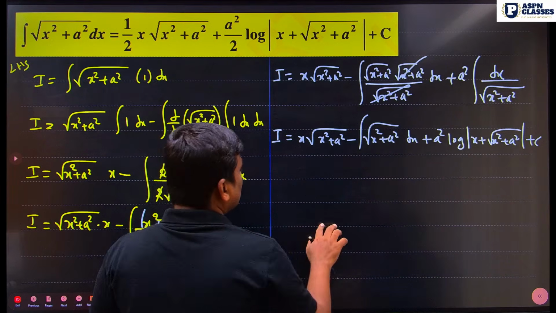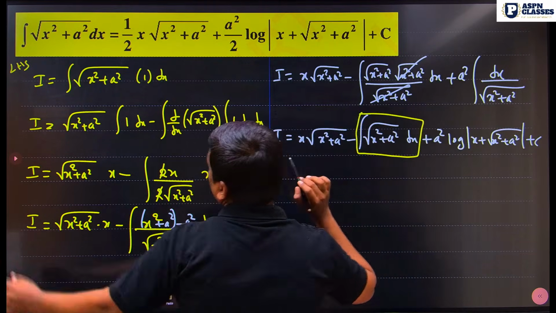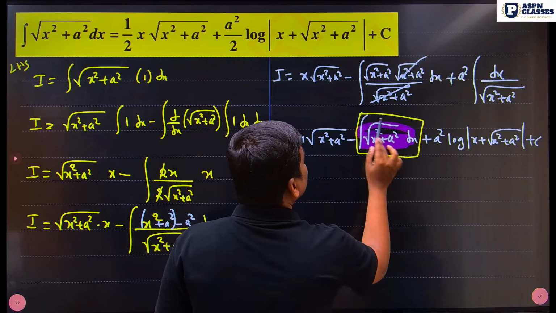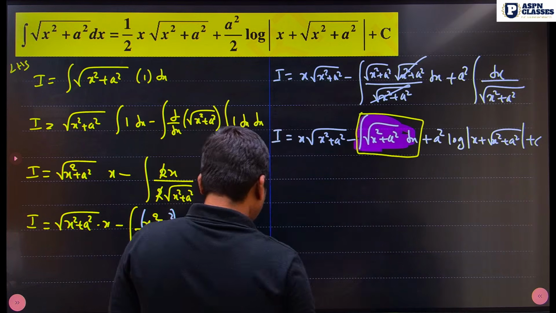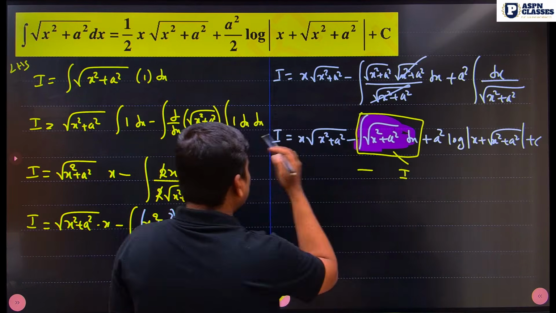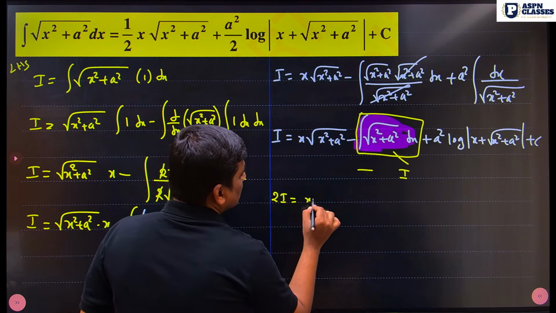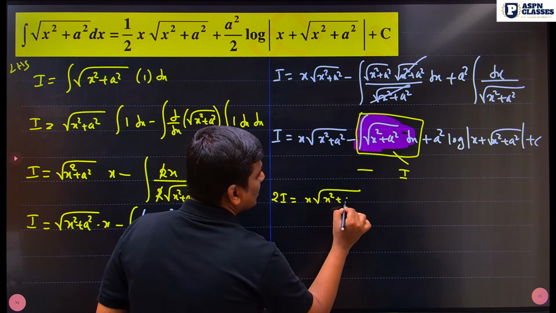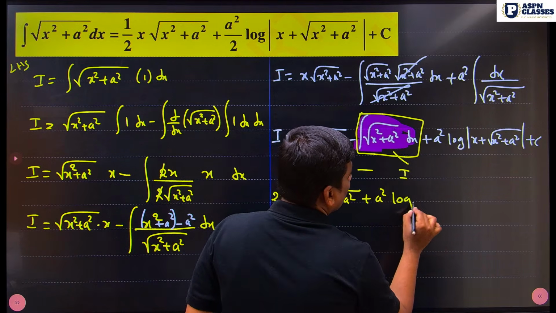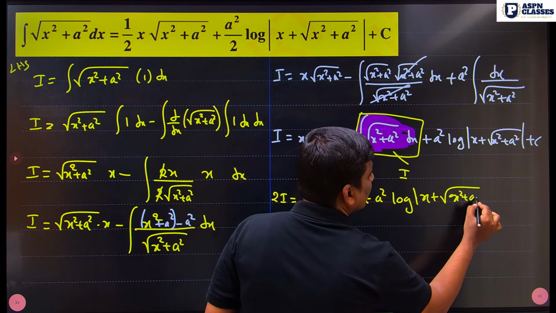So again students, observe, in this space you get the main question only. Can I write this part is I only again? So I'm going to write this result is I, which means minus I, so minus I, again you take it to this side. I plus I is 2I, equals x root of x square plus a square, and then the last one, plus a square log of mod of x plus square root of x square plus a square plus c.